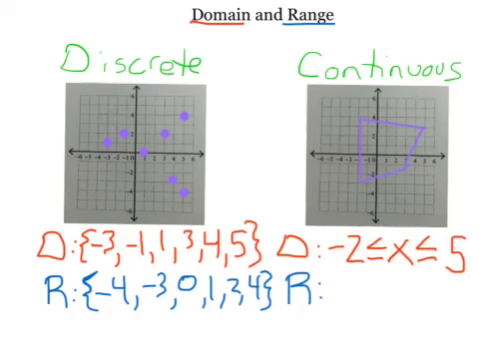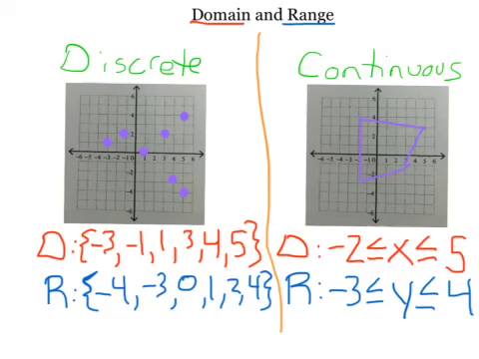We can work similarly with our range, except with the range we're looking at the y values, the outputs. So we look for our smallest y value, which is happening down here at -3. So we start with -3, which is less than or equal to y, because now we're talking about the range, so we need to use a y. And that is less than or equal to our highest range value, which is up here at 4. So our range is -3 ≤ y ≤ 4. And that is the difference between discrete and continuous domain and range.